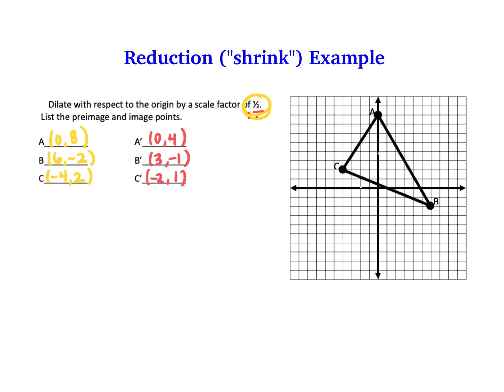So let's look at where that would be. A prime would not be moved left or right at all, but just going up 4. B prime would be over 3 and down 1. And then C prime would be to the left 2, but up 1. And you'll notice that I labeled my points as I went. That's going to be very important for you. So there is my new triangle or my new image, A prime, B prime, and C prime. And you can see with that scale factor of 1/2, my second image is smaller than the original or the pre-image.